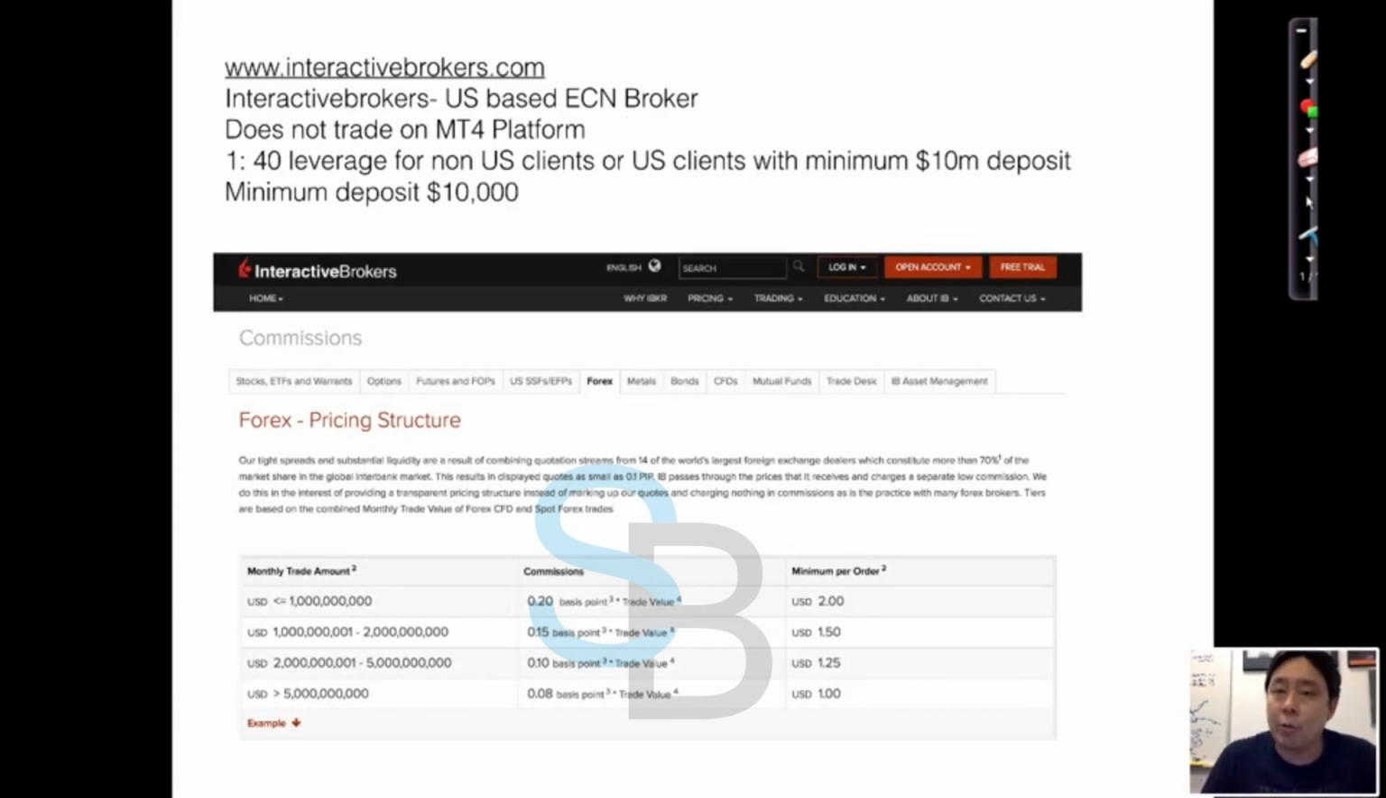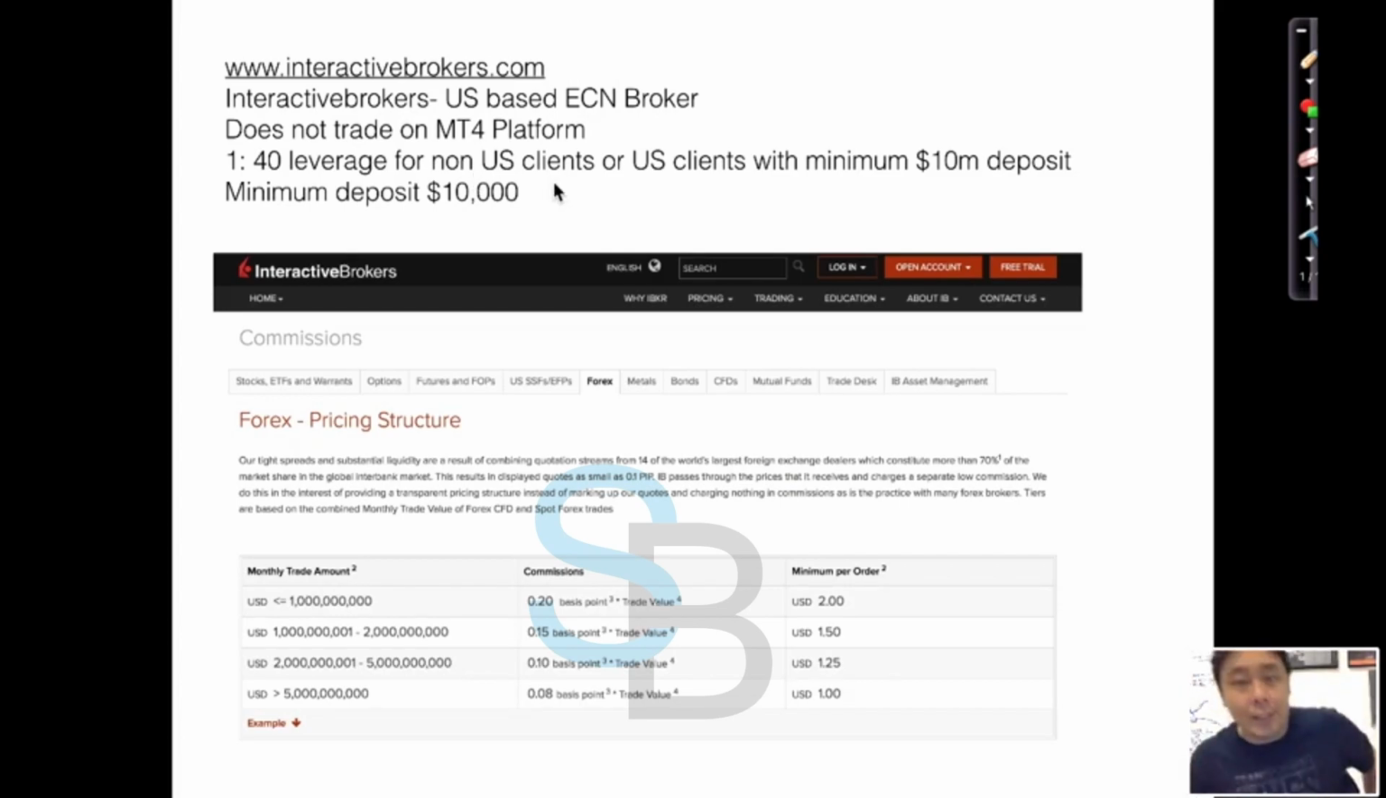I also use Interactive Brokers as a secondary broker, okay? And they are a US-based ECN broker. So their commissions are just as low as Halifax. The trouble is for Interactive Brokers, they do not use the MT4 platform. So if you want to trade with Interactive Brokers, you have to use an MT4 platform from a third-party source and then trade with Interactive Brokers. They offer 1:40 leverage for non-US clients.